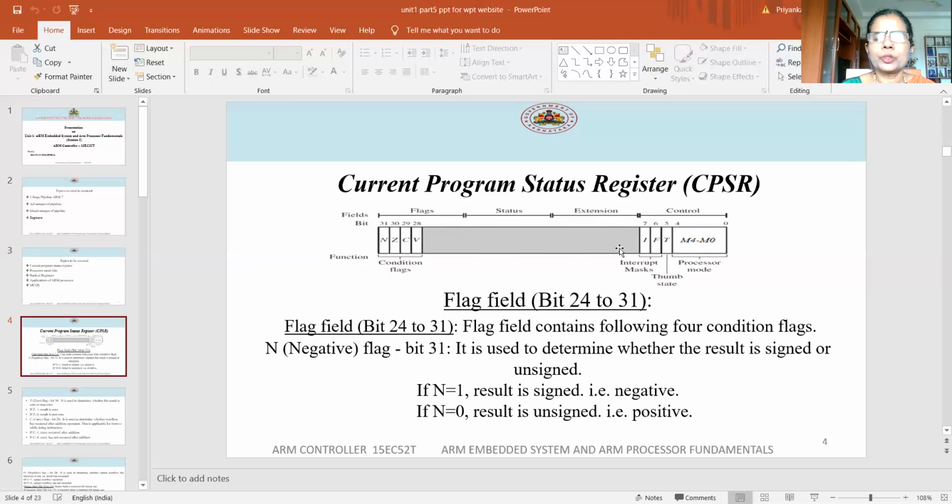Total 32 bits are there. You divide 32 bits into 4 parts, so 4 into 8 is 32. Control field, 8 bits. Extension field, 8 bits. Status field, 8 bits. Flags field, 8 bits.